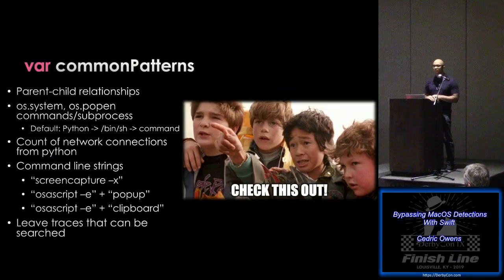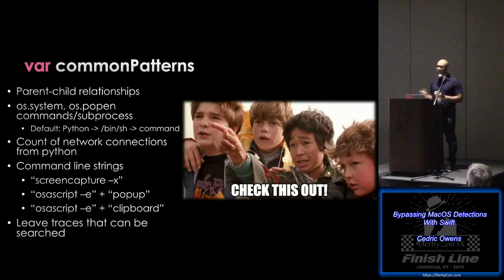Some of those patterns include parent-child relationships. Speaking of Python in this example, for post-exploitation, OS libraries like system, popen, commands for Python 2, and subprocess for Python 3 all operate in a similar way when you look at parent-child relationships. By default you have Python spawning a shell environment, which in this case is bin.sh. You could totally change that. But it's Python spawning a shell environment, which then executes the command.